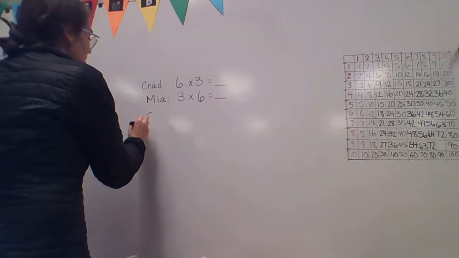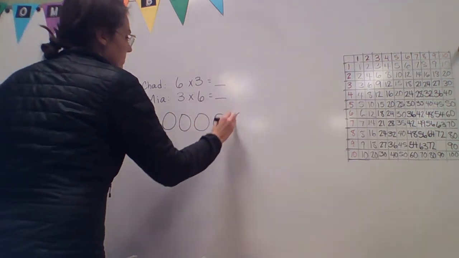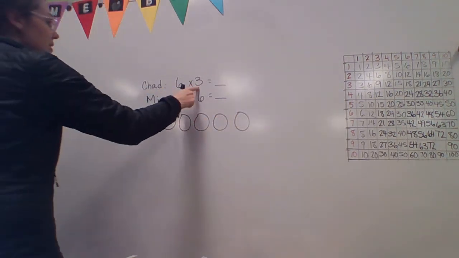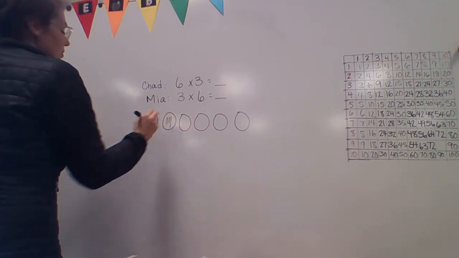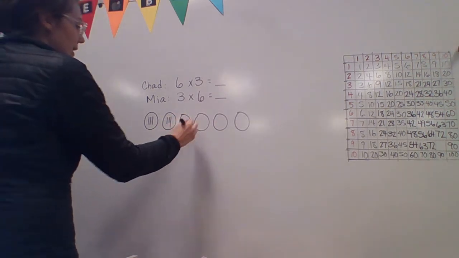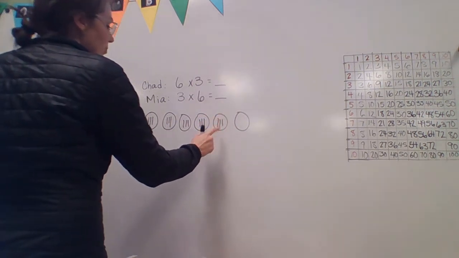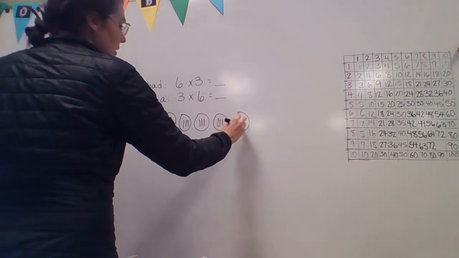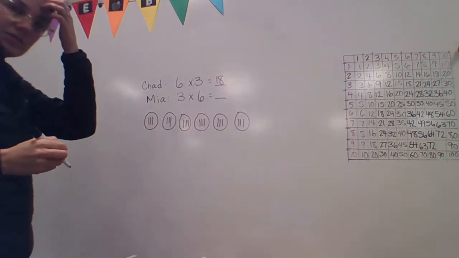So Chad, he has 6 weeks. But each week has only 3 books in it. So that's 3. 3 more would make 6. 3 more would make 9. 3 more would make 12. 3 more would make 15. 3 more would make 18. So Chad read 18 books.